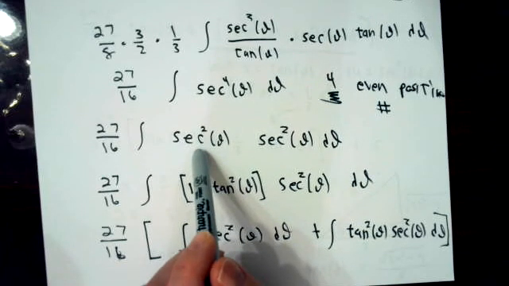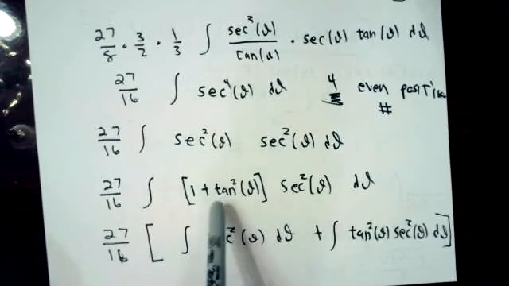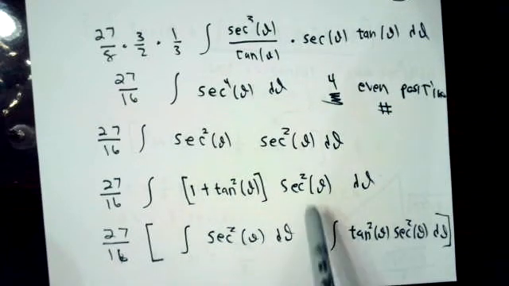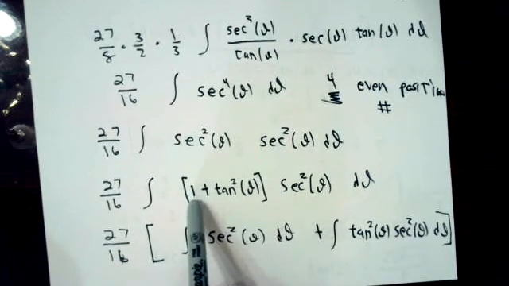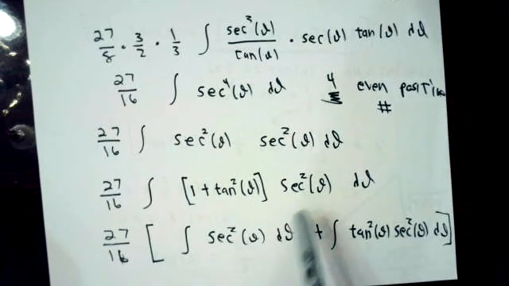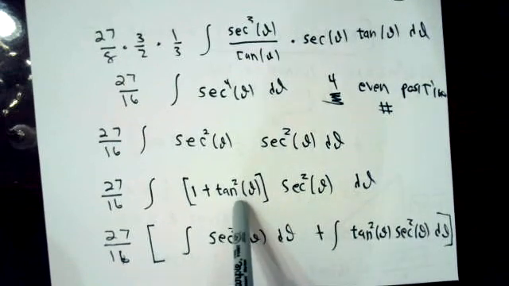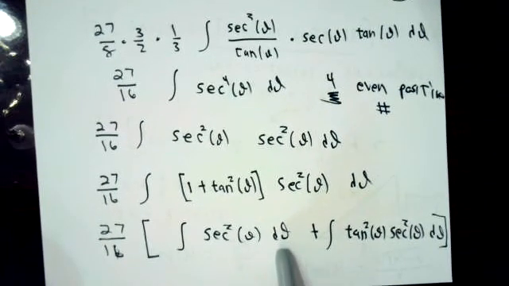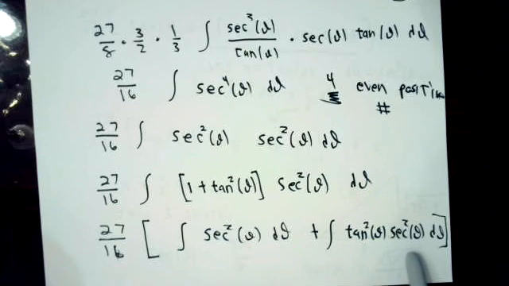Take the rest of it and say that secant squared of theta is the same as 1 plus tangent squared of theta. Now, if you were to multiply this out, you'd get secant squared times 1, which is secant squared. You'd get secant squared times tangent squared. So you can split this up into 2 integrals. The integral of secant squared of theta with respect to theta, plus the integral of tangent squared theta, secant squared theta, d theta.